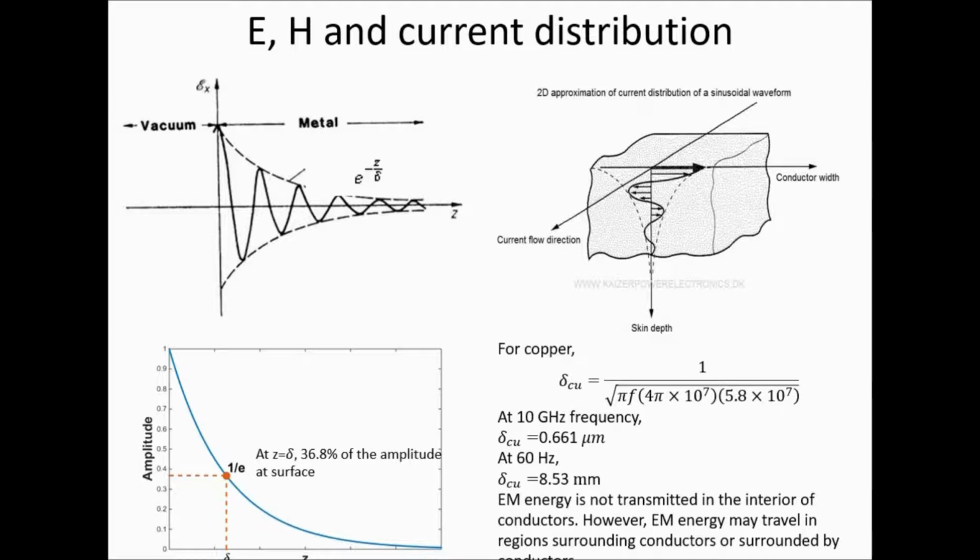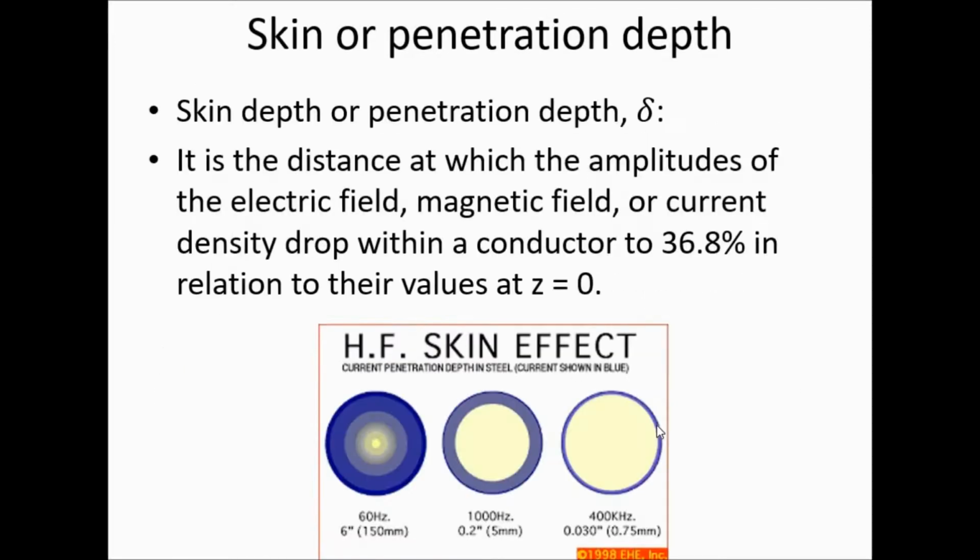So if you want to keep the radiation coming out of the waveguide at a low level, or reduce the EM radiation from a device, you have to choose the thickness of the metal casing properly by knowing the skin depth. And also for low frequency like 60 Hz, the thickness will be 8.53 millimeters. So the EM energy is not transmitted in the interior.